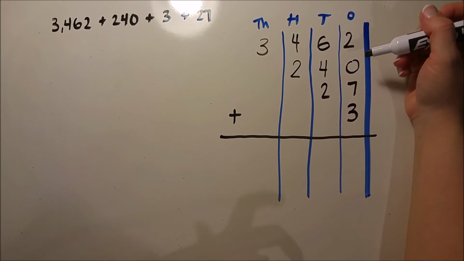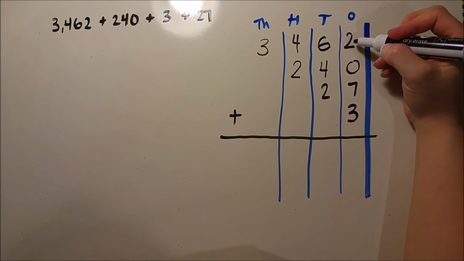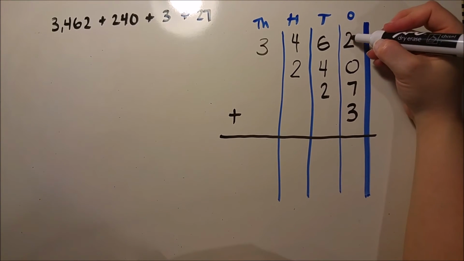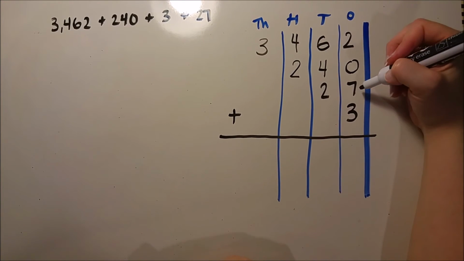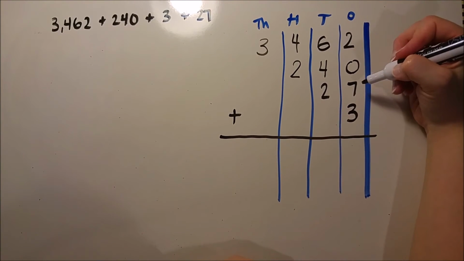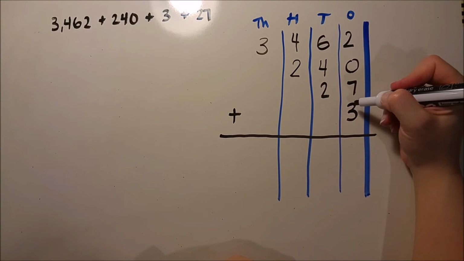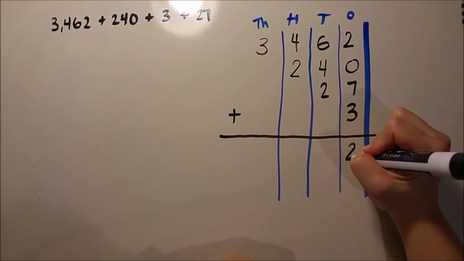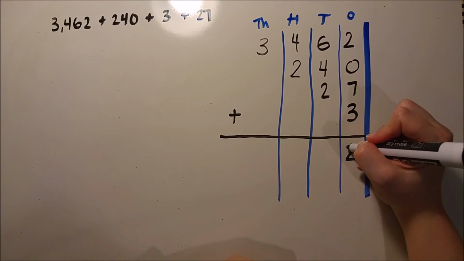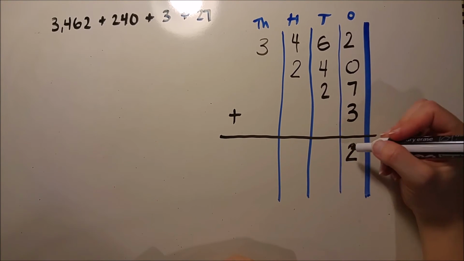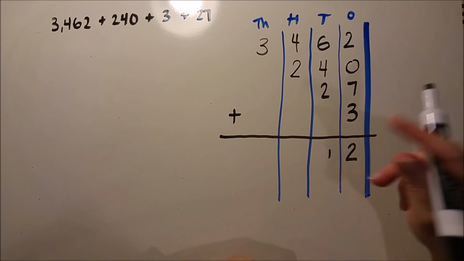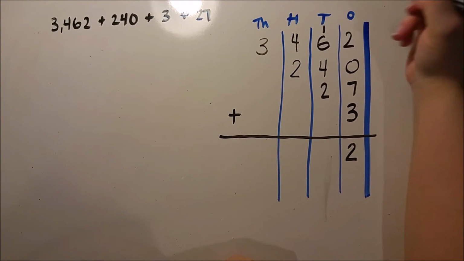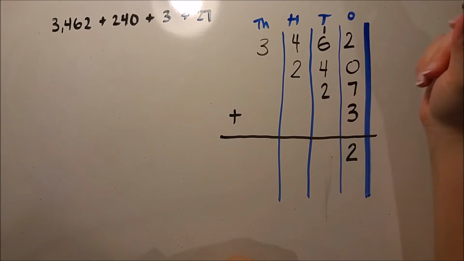So let's see how many ones we have all together. 2, 0, 7, 3. We're going to add them all up. 2 plus 0 is 2. Plus 7 is 9. Plus 3 is 10, 11, 12. Put our 2. Again, we need to put the 1 next door because we can't fit it in here and we can't just write it there. We have to put it up top because we want to add it in with all these.